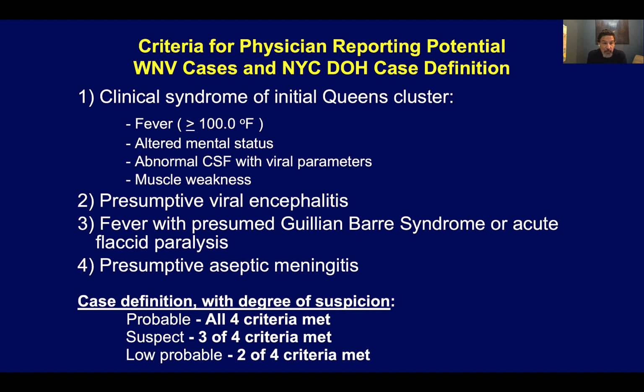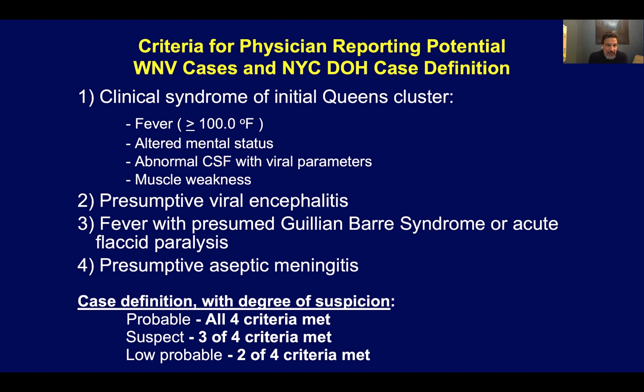And so we started with the clinical syndrome of the initial cluster of 8, which all had fever, altered mental status, abnormal cerebral spinal fluid test results suggestive of viral infection, and also this finding of muscle weakness. So providers were asked to report anyone who met those criteria, or presumed viral encephalitis, or fever with presumed Guillain-Barré syndrome or acute flaccid paralysis, and also presumptive aseptic meningitis, which means viral meningitis.